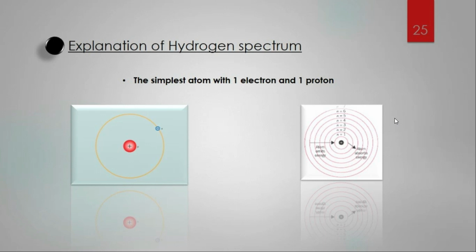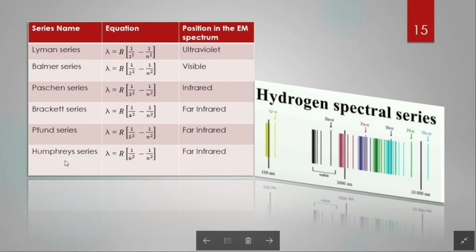Now let us take a look at how Bohr's atomic model explains the hydrogen spectrum. Sorry, there is a mistake in these equations. All of these lambda should be replaced with 1 by lambda, or lambda inverse. When the electron of a hydrogen atom jumps from one energy level to another, it absorbs or radiates an electromagnetic wave of certain frequencies.